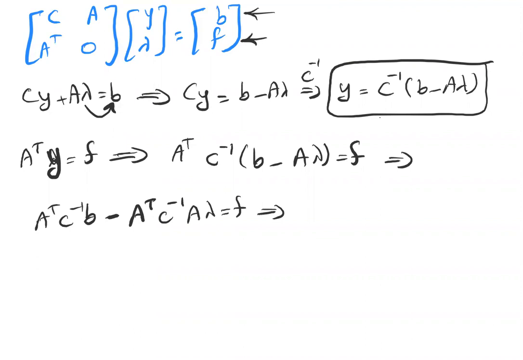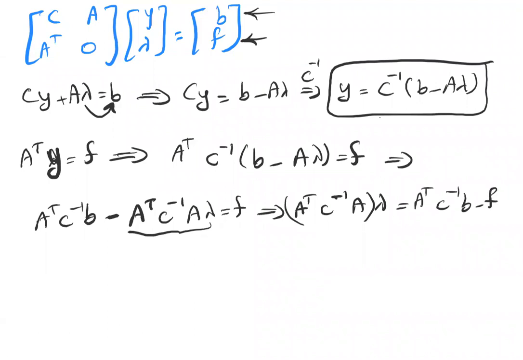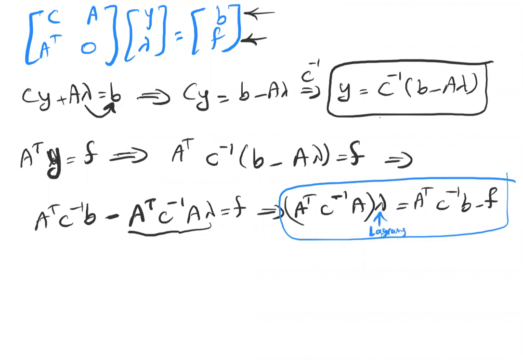What we want to do, we want to keep this one at one side and the rest of them, which are constant, at the other side. So we have A transpose C inverse A multiplied by lambda is equal to A transpose C inverse B minus F. So this is all we have till this point. So lambda is our Lagrange multipliers vector, which is our unknown variable here.